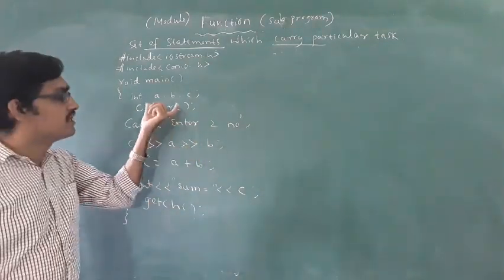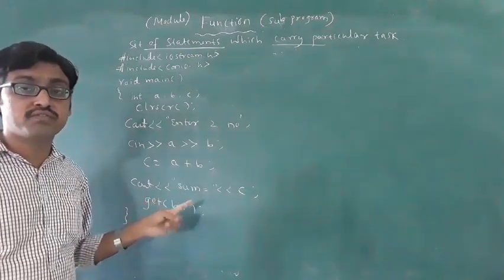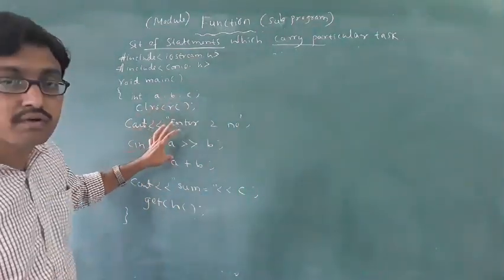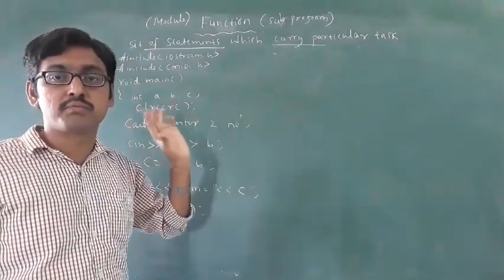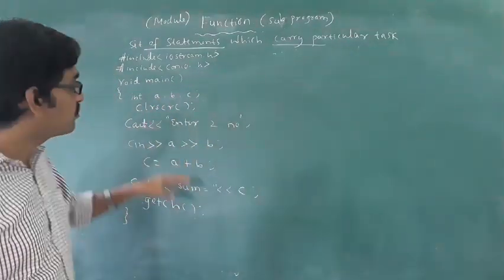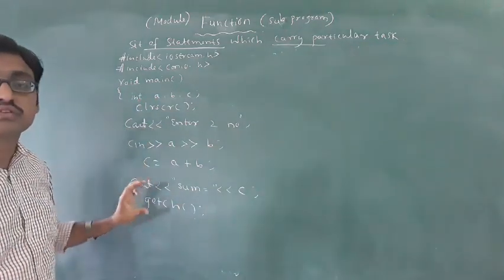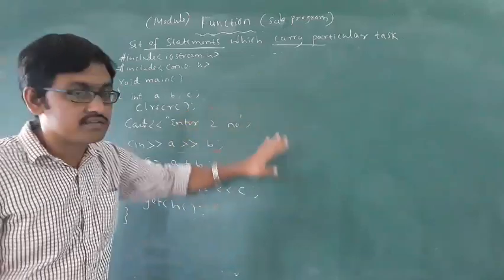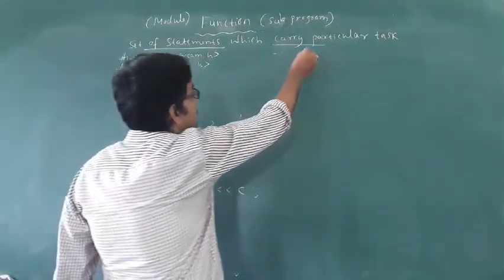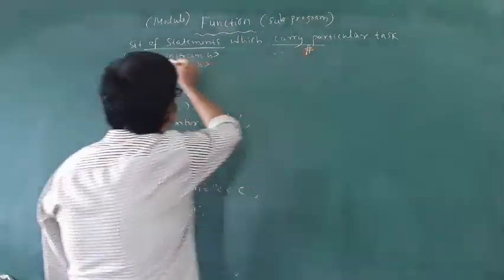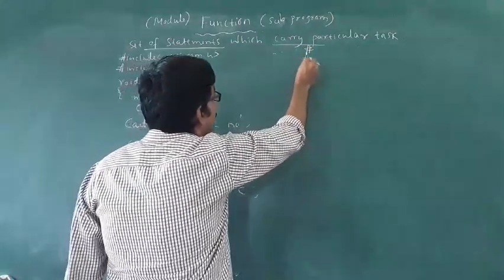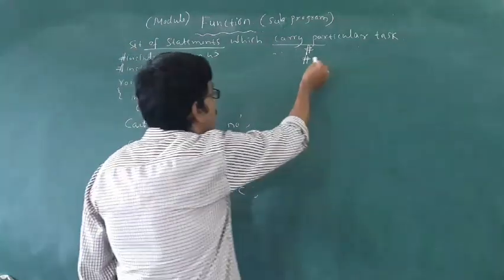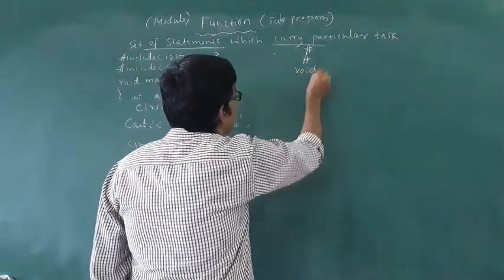This is the normal program, and now we are using function. How to write this program by using function? I want to divide this program into small programs, into subprograms. How to write? First, same as before, you write hash include iostream.h and hash include conio.h, then take void main.